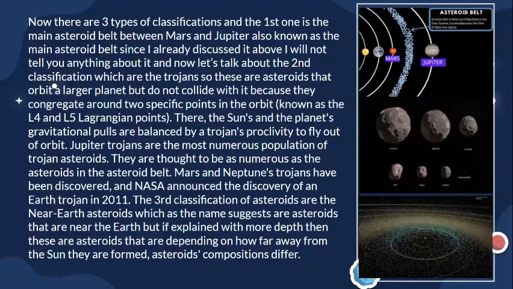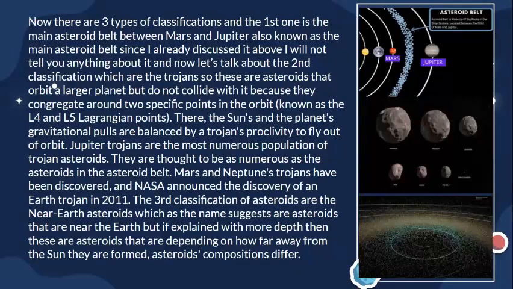I know you guys are like, what did you just say? Let me just tell you in a basic summary. These are asteroids which roam around big planets, but they don't collide because they have two specific points that they're meant to be in. And if there's the sun and the planet's gravitational pull, it's always balanced by Trojans. Yeah, and some of the most populated Trojans are located around Jupiter, and NASA even found one at Earth in 2011.